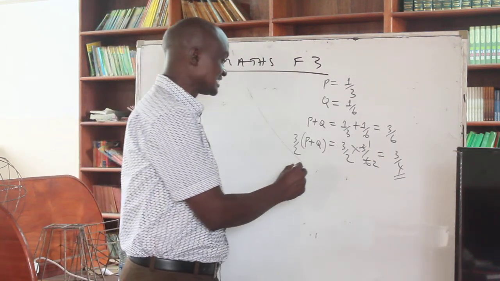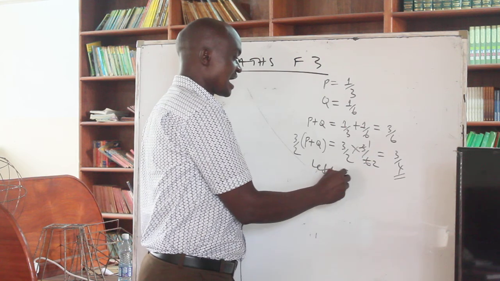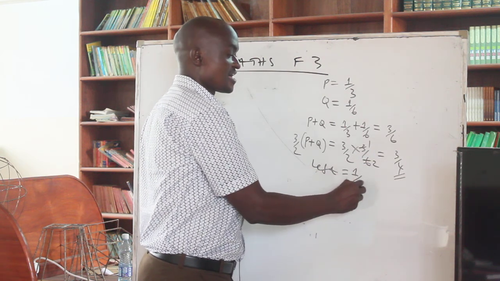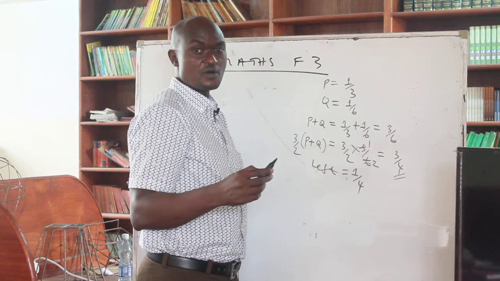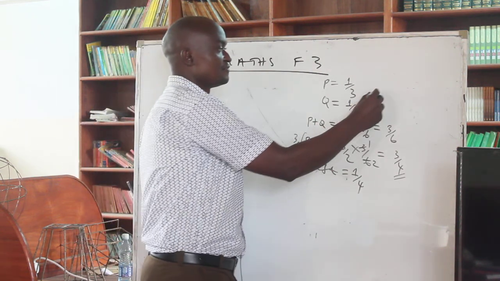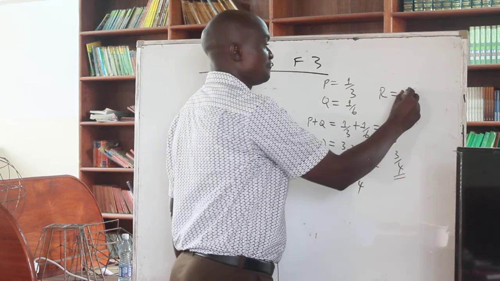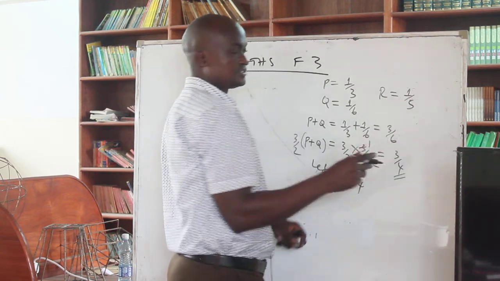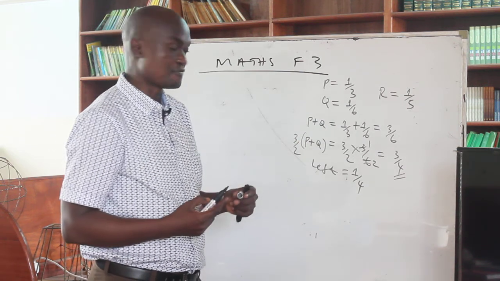So how much space is left? If 3/4 are filled, how much space is left? It should be a quarter. Now this quarter is filled by pipe R, and pipe R, from the information that we were given earlier, will fill a 1/5 of the tank in an hour, because it takes 5 hours to fill the tank. So in an hour it should be a 1/5.